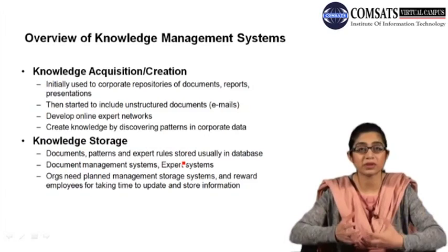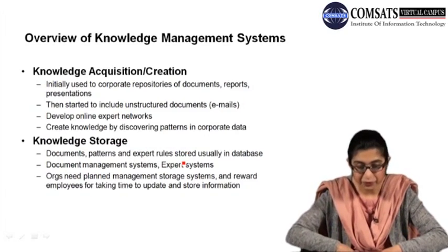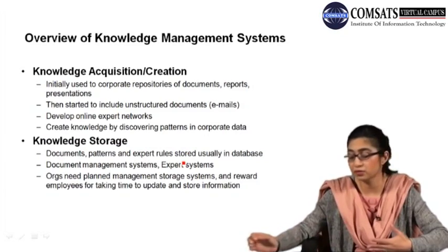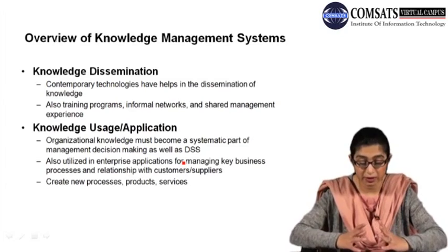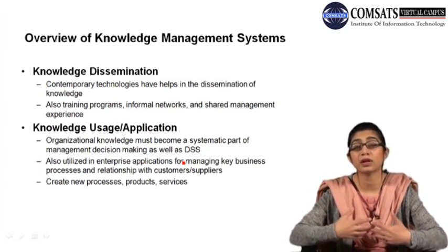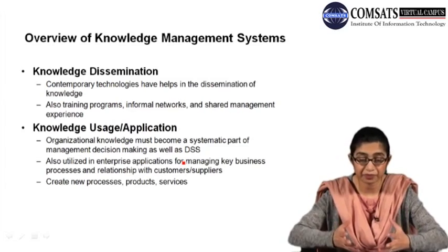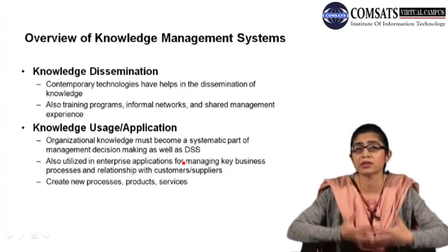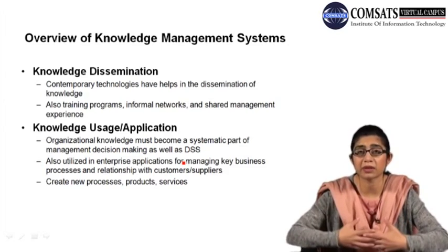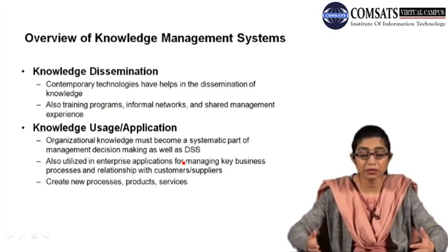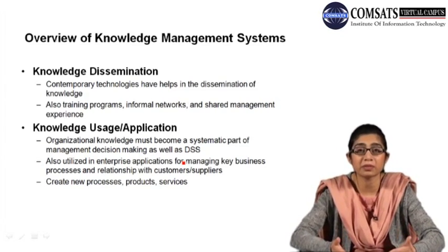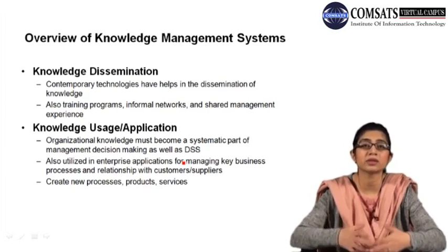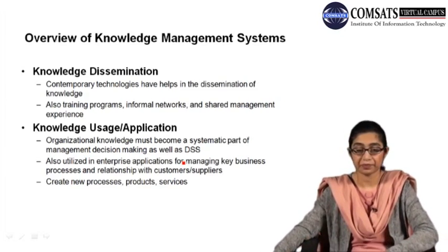Number 1 was the acquisition, about how the organizations acquire knowledge. Knowledge storage is how they are going to save that knowledge, and then dissemination is what technologies they are going to use to disseminate the knowledge. And what we mean by knowledge application is that when the knowledge that is acquired by the organizations is used in their routine tasks, or it is used in their decision support systems, or it is used in their executive systems, that means that knowledge is being applied in the organization.